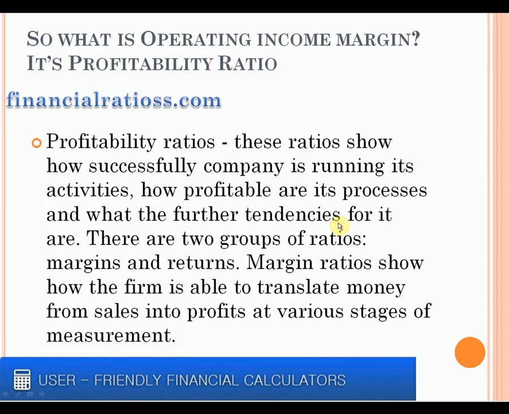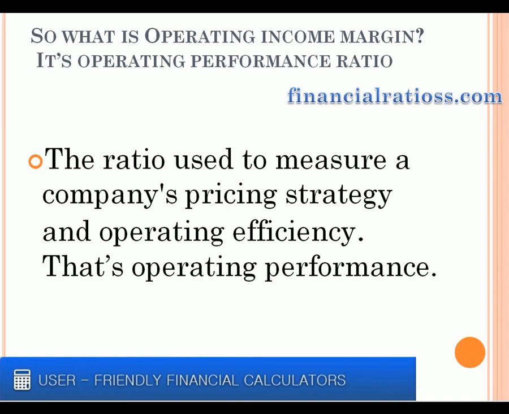Profitability ratios are the ratios that show how successfully a company is running its activities, how profitable its processes are, and what the further tendencies for it are. There are two groups of ratios, margins and returns. Margin ratios show how the firm is able to translate money from sales into profits at various stages of measurement.